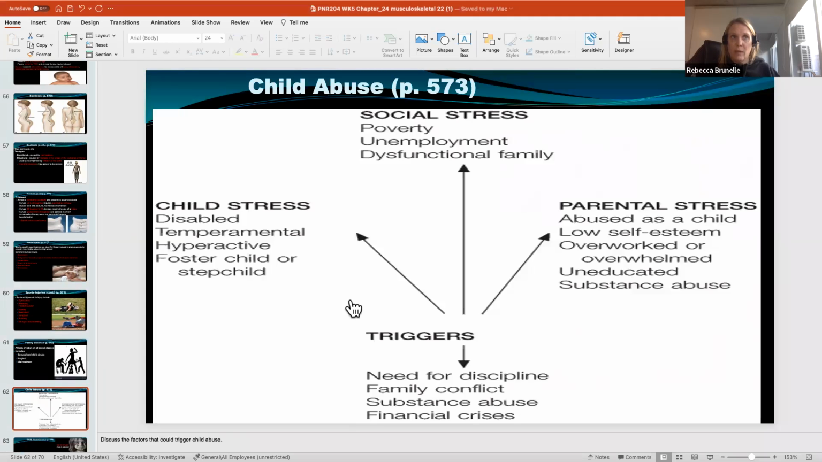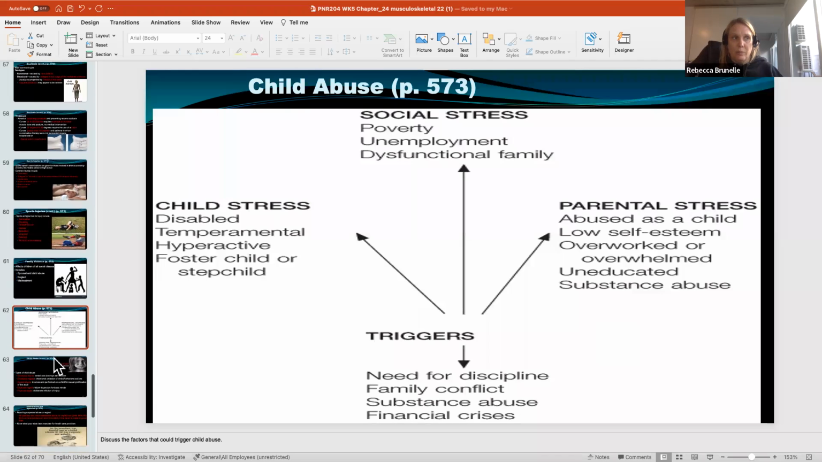There are different things that make child abuse more likely to happen. Social stress in the family, parental stress, triggers, not having access to food, the parents having a substance problem, financial problems. Also, children that are disabled or have behavioral problems are more likely to be abused, and so are foster children and stepchildren.